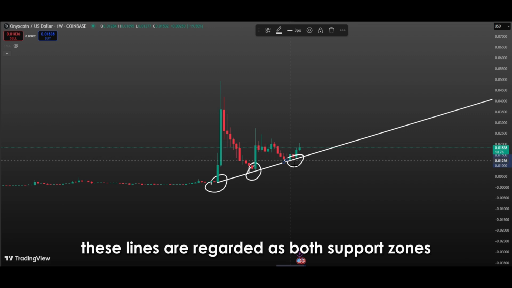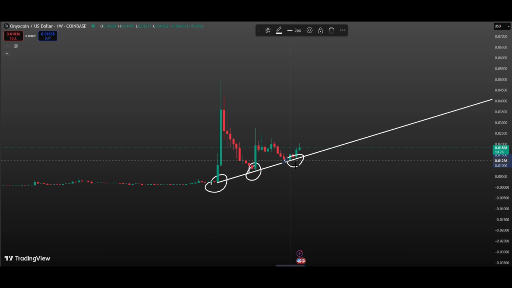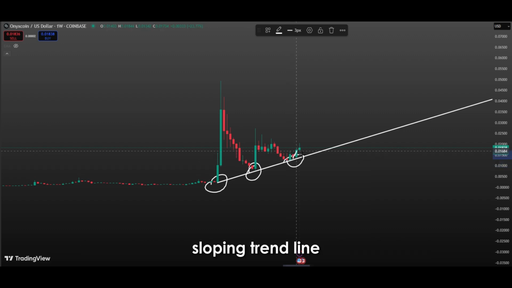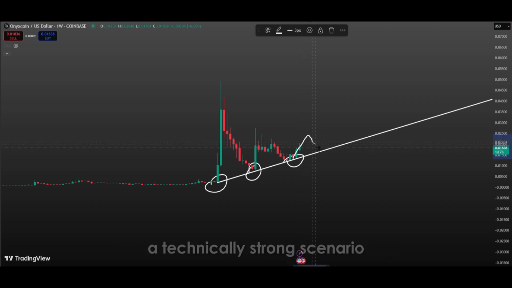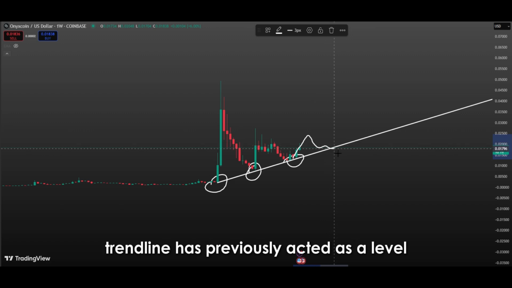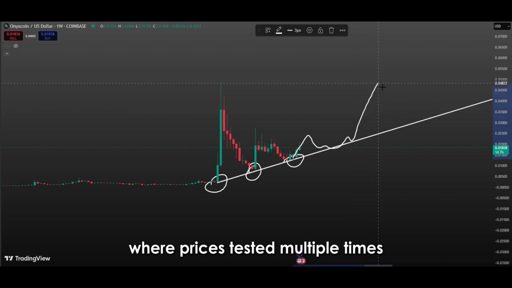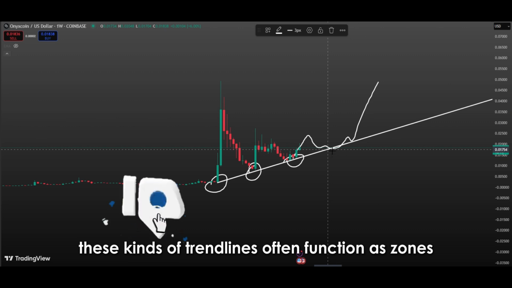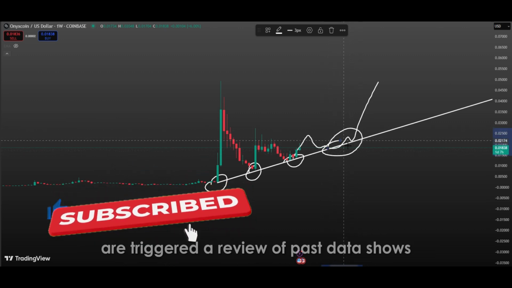These lines are regarded as both support zones and decision levels in technical analysis. In the current scenario, the analyzed chart clearly features an upward sloping trend line, and the price is approaching this line. This makes a potential bounce a technically strong scenario. This ascending trend line has previously acted as a level where prices tested multiple times, reacting upward with each touch. These kinds of trend lines often function as zones where both psychological and algorithmic buy positions are triggered.